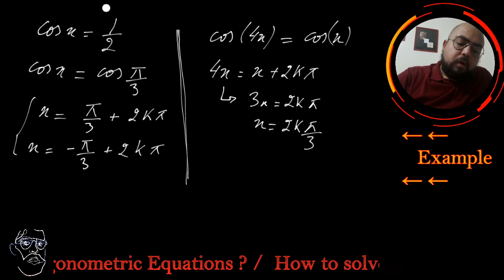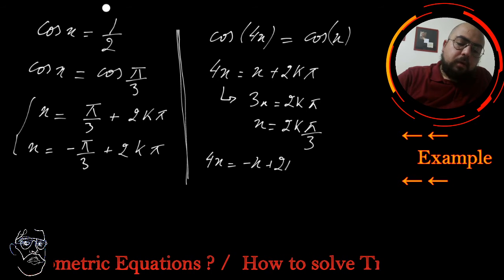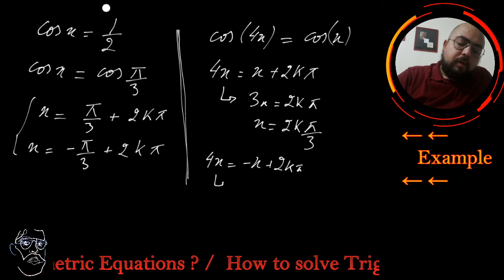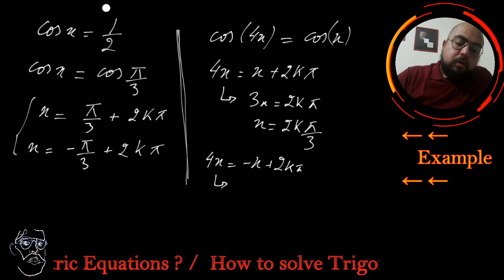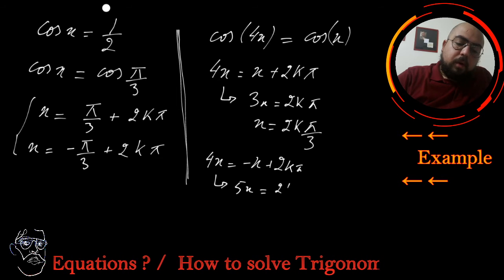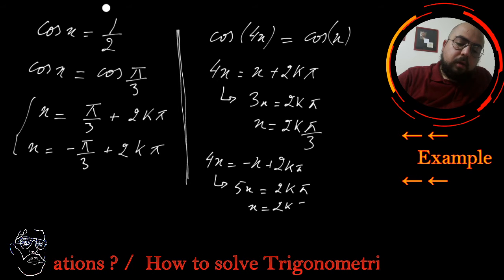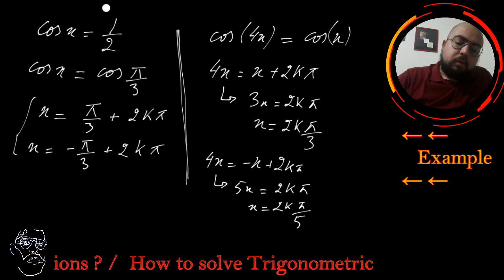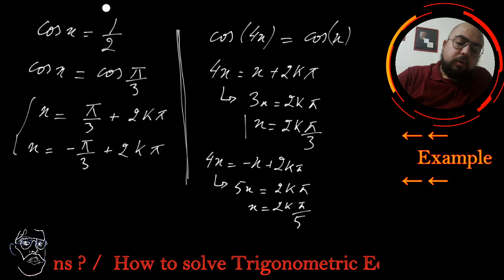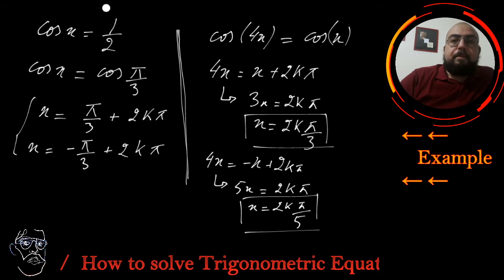Or you have 4x is equal to minus x plus 2k pi. You will have 5x is equal to 2k pi. So x is equal to 2k pi over 5. So these are the solutions, the roots of this equation.